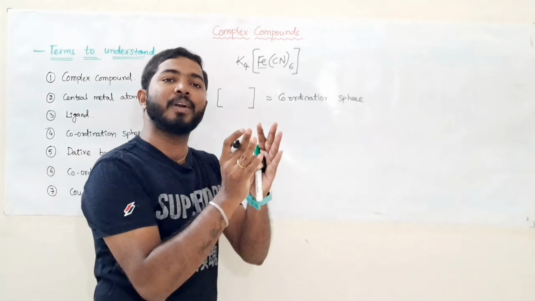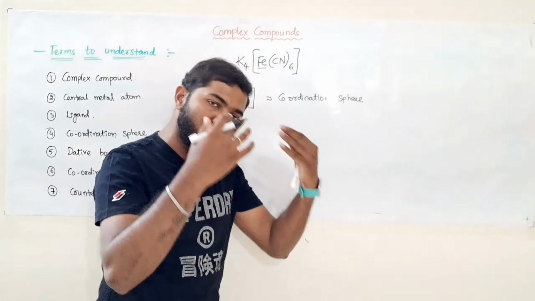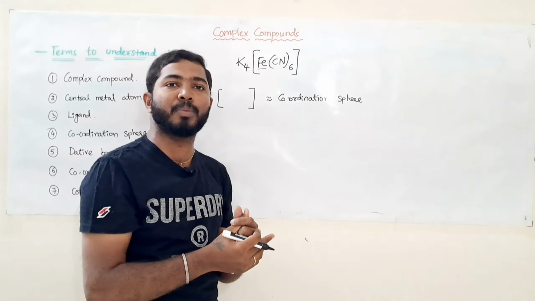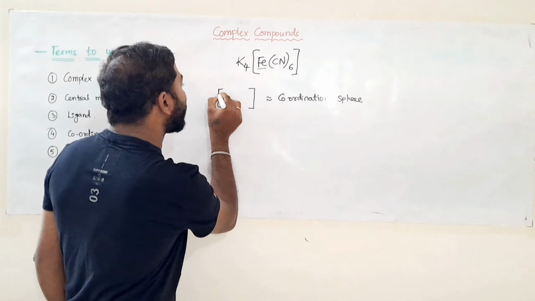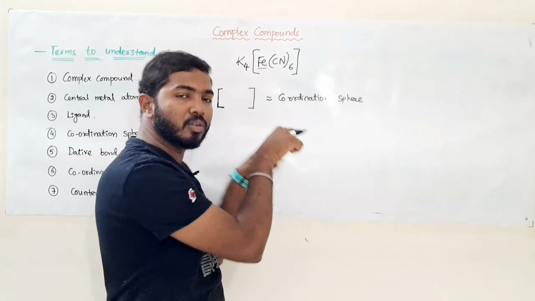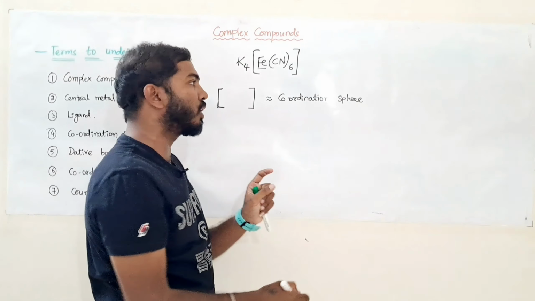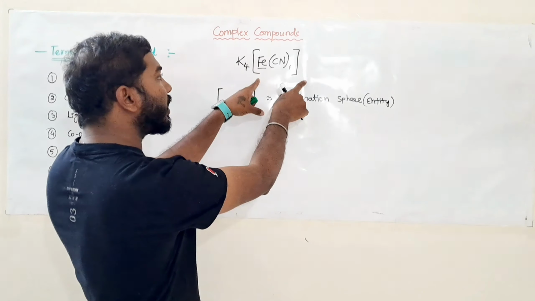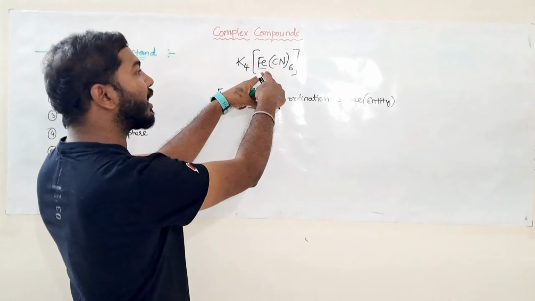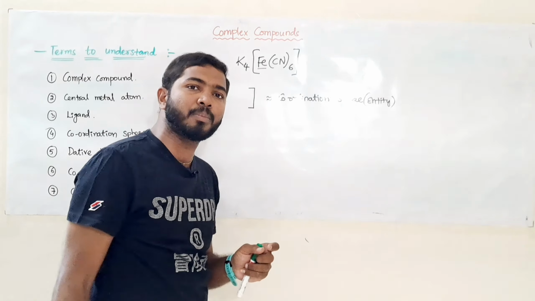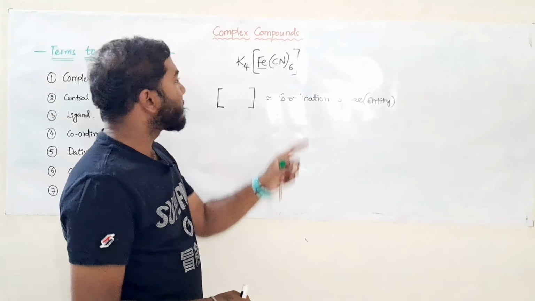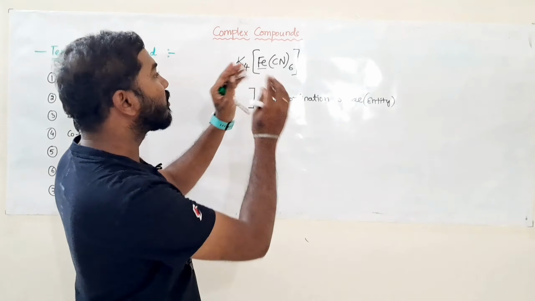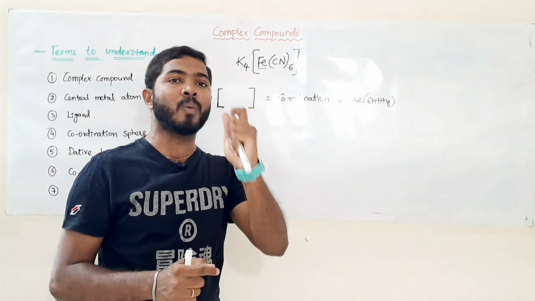I am using different terms here, so just give me some time to help you feel comfortable. I'm going to give completely different examples, so don't worry about it. Firstly, the square bracket part is called the coordination sphere, or it is also called the coordination entity. Inside this coordination sphere, there is a central metal atom. In most cases, the central metal atom is a transition metal. This central metal atom bonds with some atoms or groups of atoms through coordinate covalent bonds.